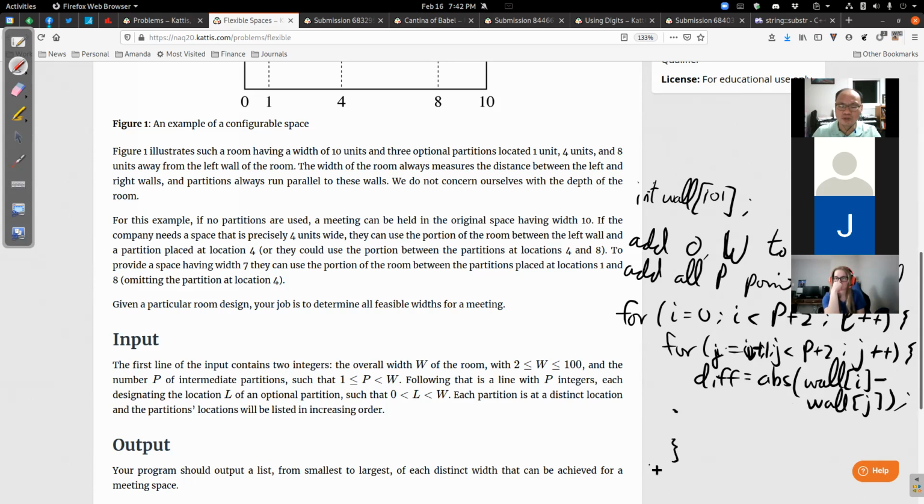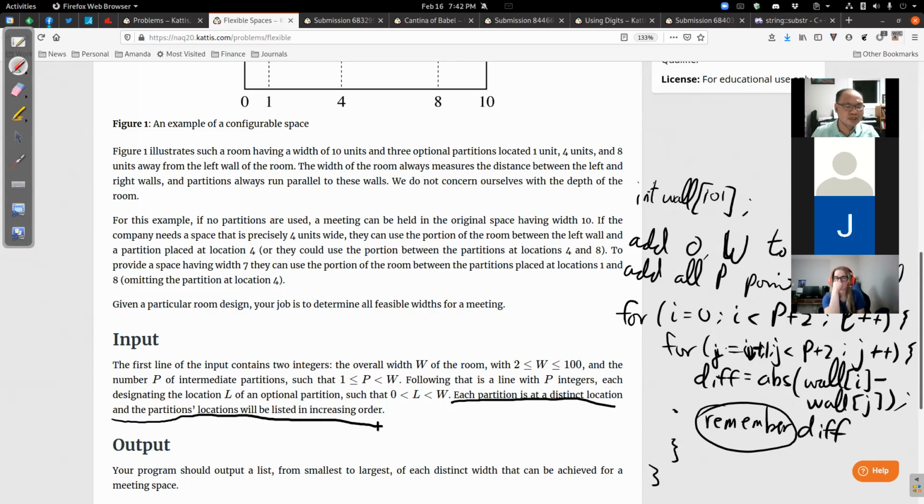And then you have to remember the difference. What do I mean by remember? What do we need to produce? Each partition is at a distinct location, and the partition locations will be listed in increasing order. That actually doesn't really matter. Then your program should output a list from smallest to largest of each distinct width that can be achieved. So you want them sorted and distinct.